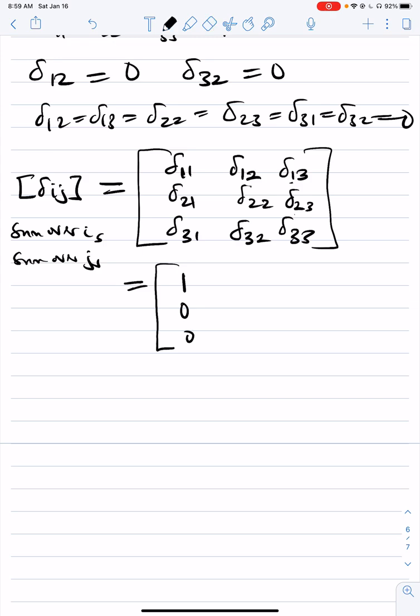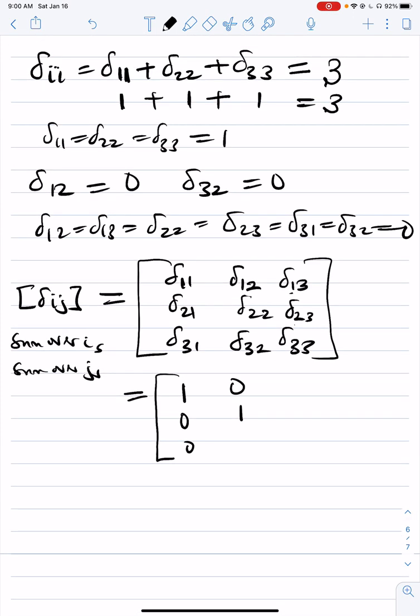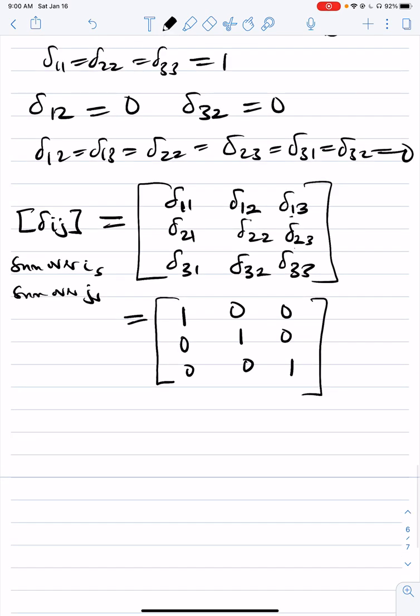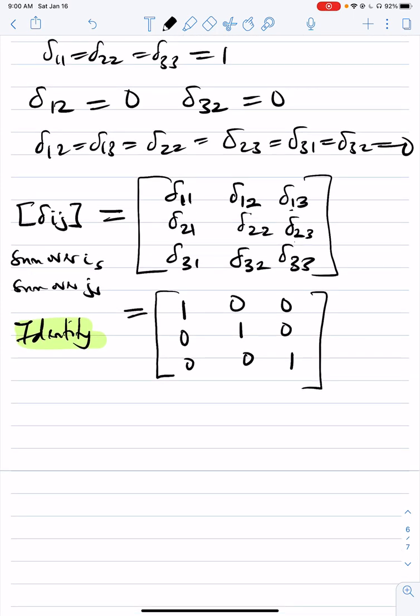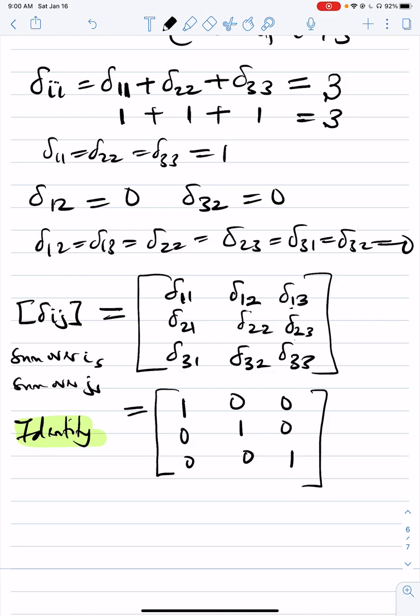So delta 1,2 is 0. Delta 2,2 is 1. If you look at what we've done previously, delta 3,3 is 1. The rest are zeros. So if you look at this carefully, this Kronecker delta matrix gives us the identity matrix, basically. That's what we get. I hope this makes a lot of sense to you. So if you sum the diagonals, I think that's the trace, you get 3, which was equal to what we had calculated previously.